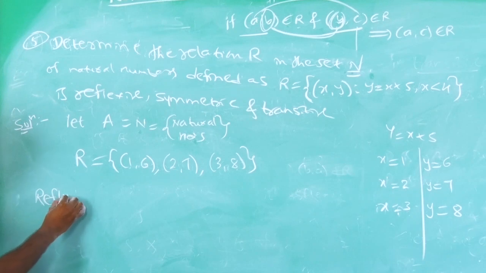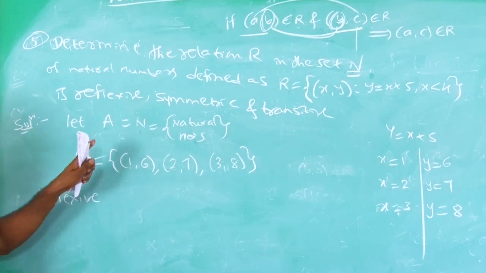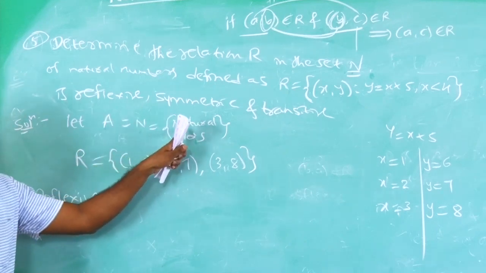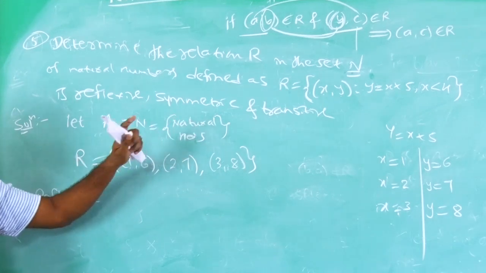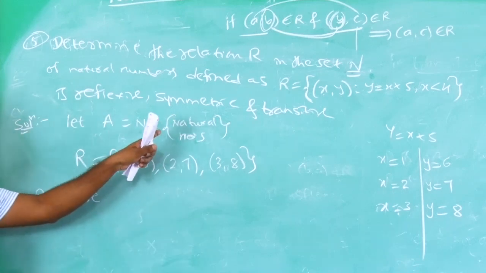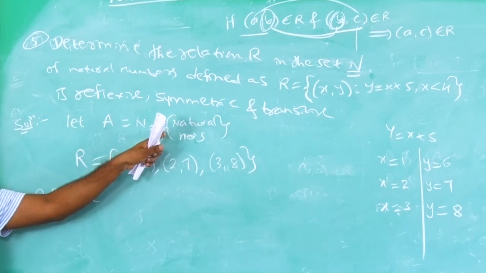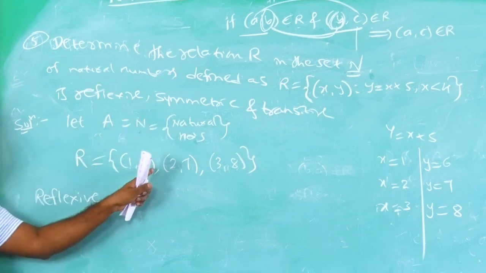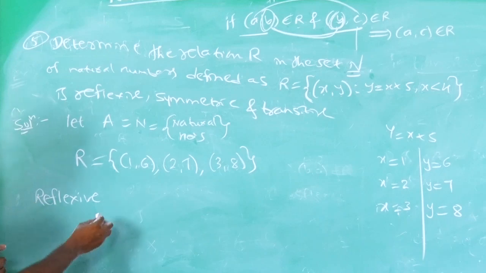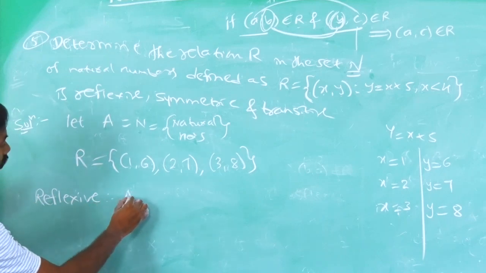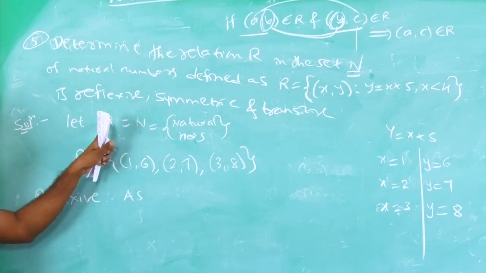First take the reflexive relation. To check reflexivity, what is the condition? A is a set containing natural numbers. We cannot easily take all the doublets of natural numbers, so take any one doublet, because if any one doublet is not in the relation, then the relation is not reflexive. So first, take the reflexive relation on the set of natural numbers.